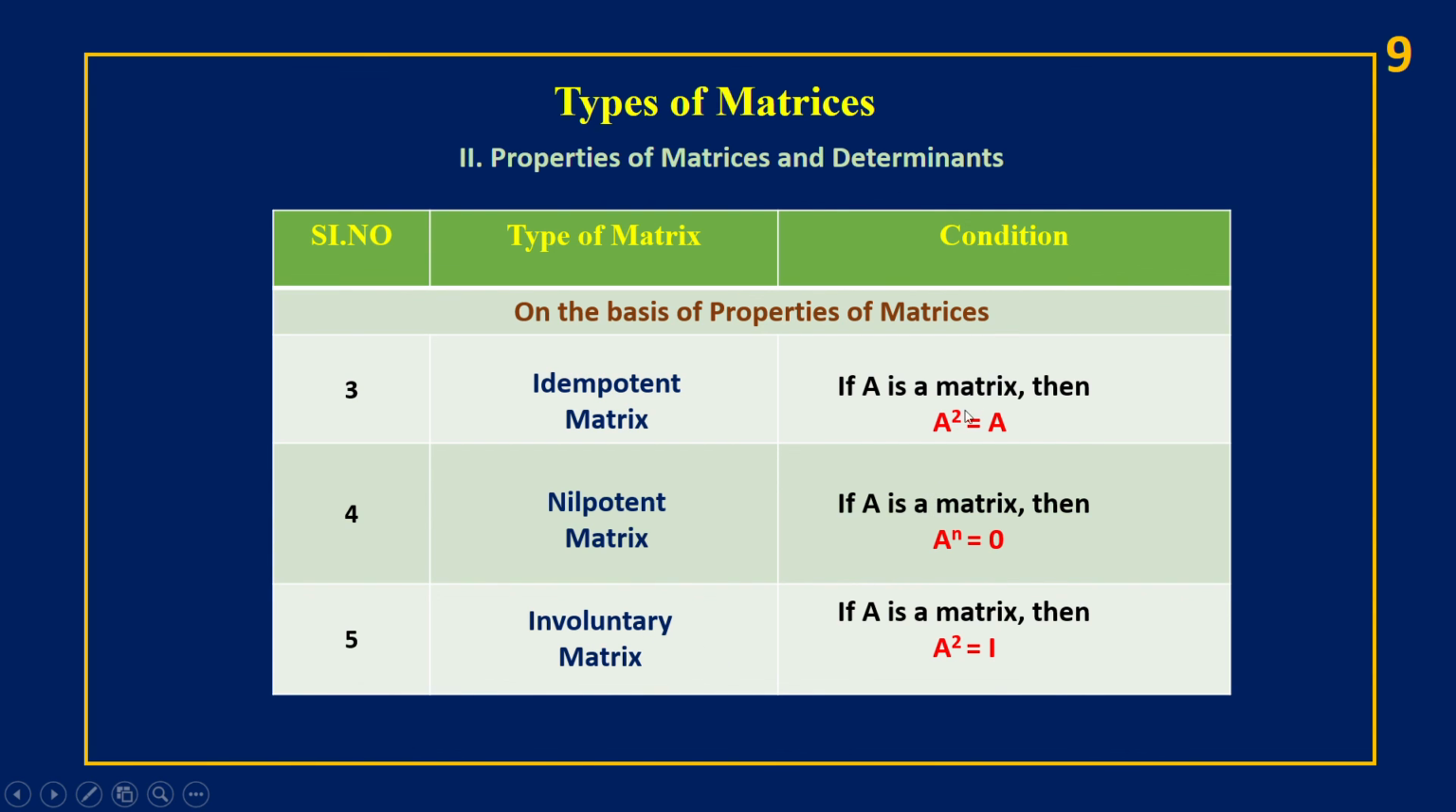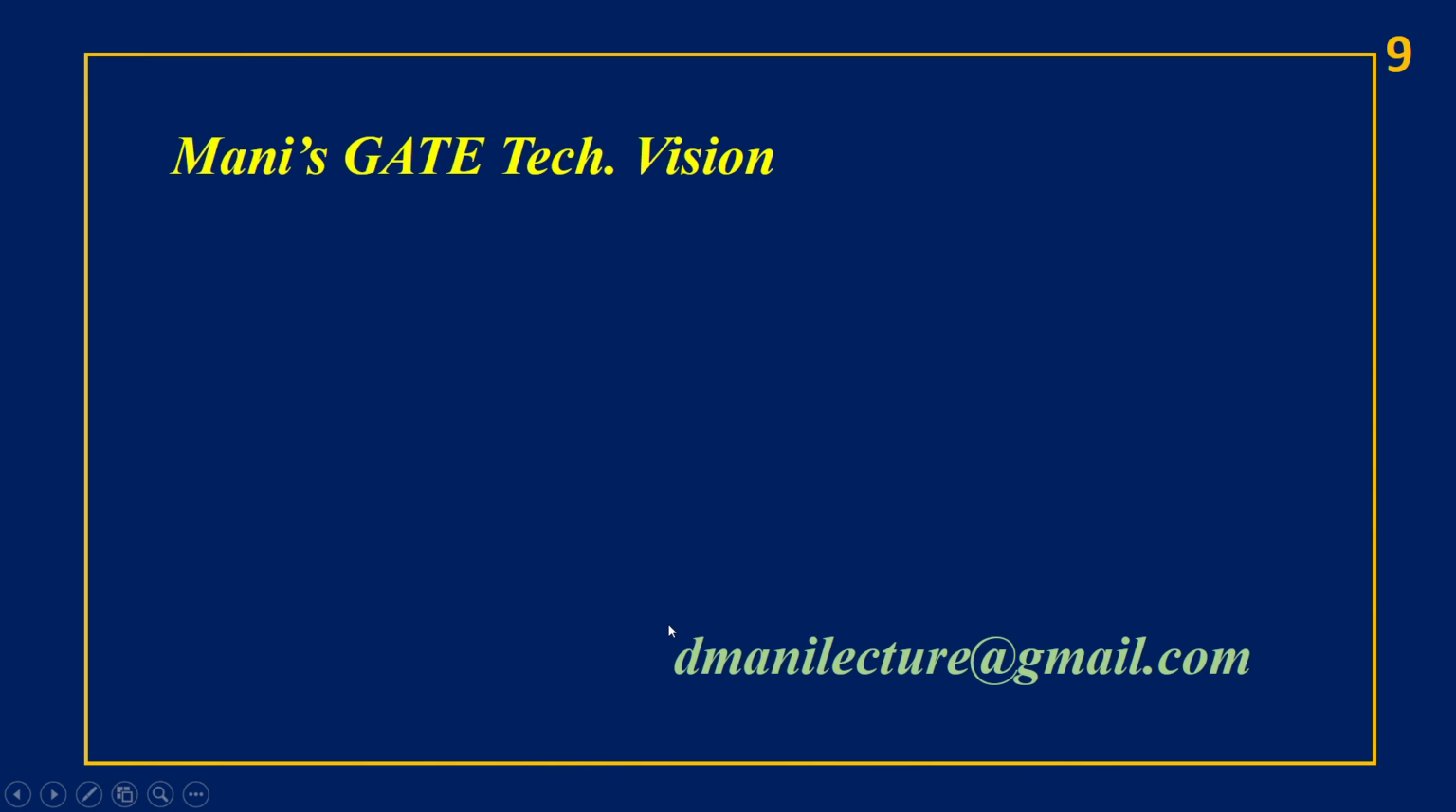Every unit matrix is an idempotent matrix and an involutory matrix. For every unit matrix, the idempotent matrix condition is satisfied and the involutory matrix condition is satisfied. So hence we defined the types of matrices on the basis of appearance of elements and on the basis of properties of determinants and matrices.